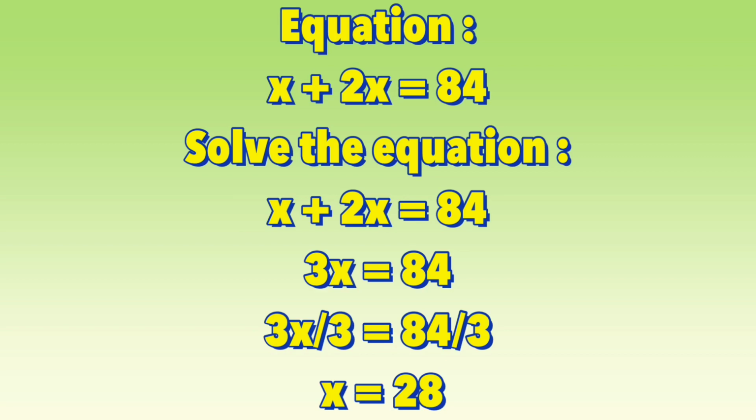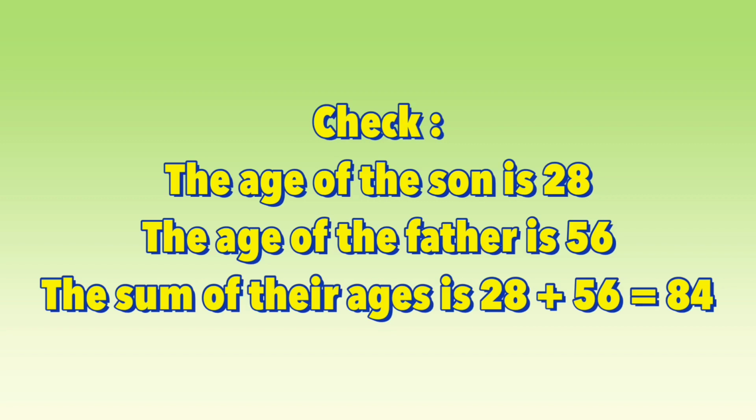So we check if our answer is correct. The age of the son is 28. The age of the father is twice the age of the son, which is 28 times 2 equals 56. Then for the sum of their ages, we add 28 plus 56 equals 84. So in this situation, our answer is correct.